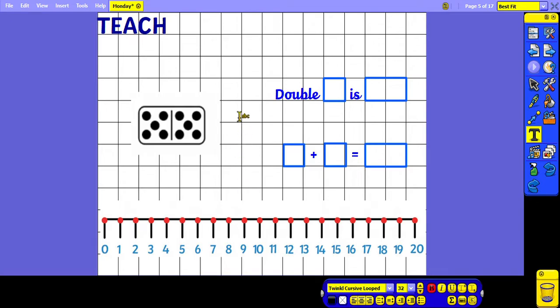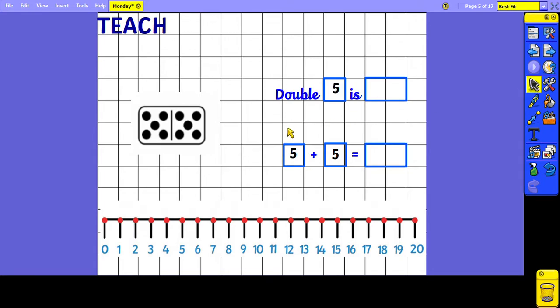Okay, so this time we've got a picture of some dominoes, and we've got 1, 2, 3, 4, 5 dots on one side, and we are doubling 5 to work out how many there are altogether. When we're doubling 5, we are doing 5 add 5. And to work out the answer, we can count how many dots there are altogether. Or another way of working it out would be to use a number line.